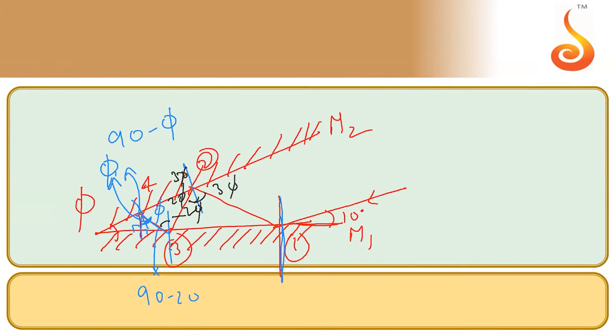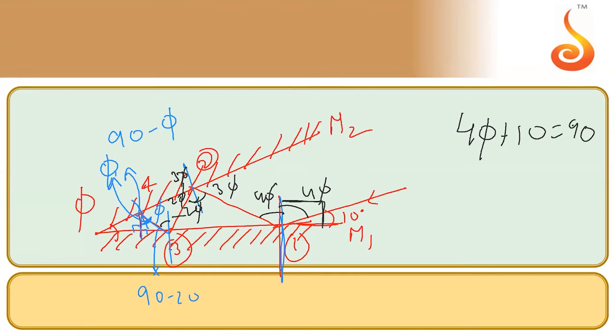So what is that I am trying to do? I am trying to write all the reflections in terms of phi. And this 4th angle will come 4 phi and this angle will also come 4 phi. Now, the last but not the least step, do you all agree with me that this total angle should be equal to 90? So I can write down 4 phi plus 10 is equal to 90.